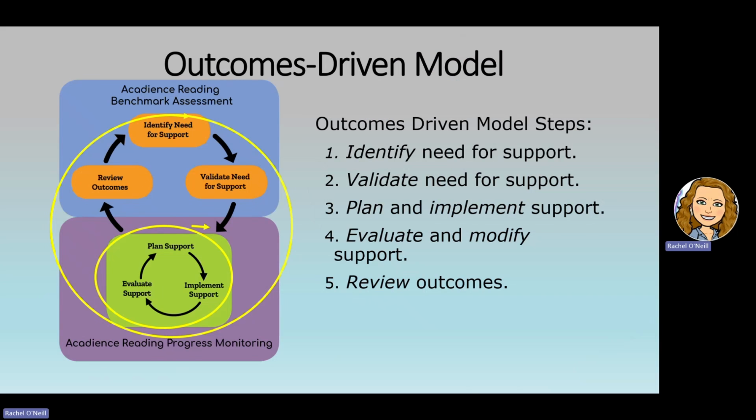Here is the outcomes-driven model. The steps in the top half of the model show the ODM steps that occur during benchmark assessment. Benchmark assessment is conducted for all students 3 times a year at the beginning, middle, and end of the year. The steps in the bottom half of the model show the ODM steps that occur during progress monitoring assessment. Progress monitoring assessment is ongoing throughout the year and is conducted for a subset of students who are receiving strategic or intensive instructional support.